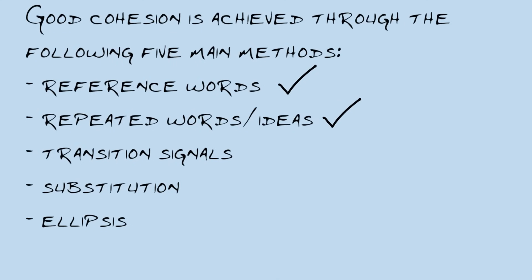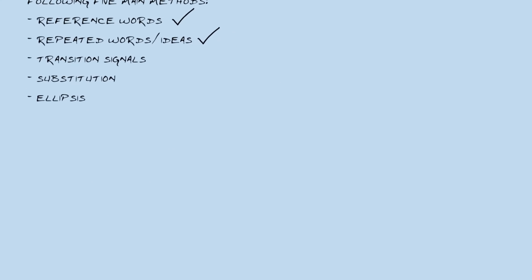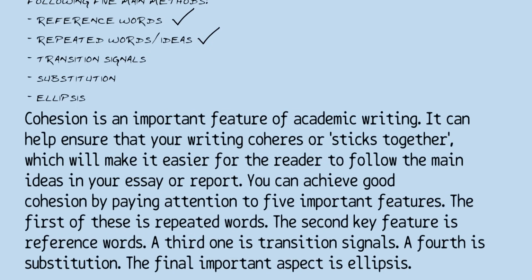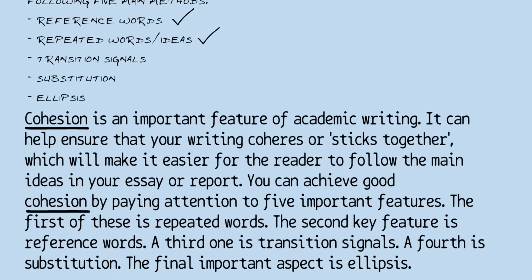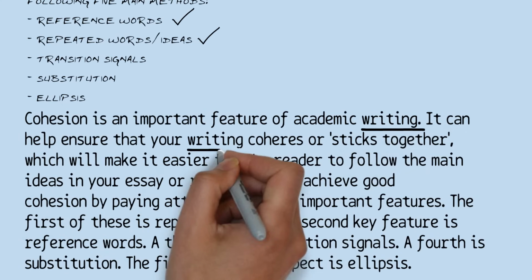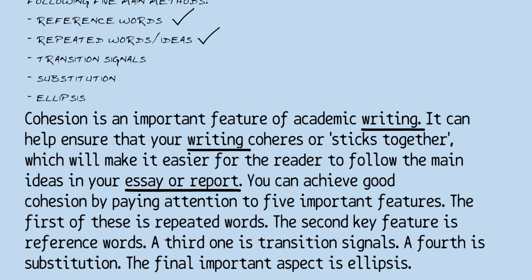Let's now consider repeated words or ideas. So this is the same text as before, but tidied up a little bit. And there are several examples of repeated words or ideas, which I'll highlight now. So we have the noun cohesion, which is used twice, along with the verb form coheres. The word writing is used twice, as well as the phrase essay or report, which represents the idea of writing.